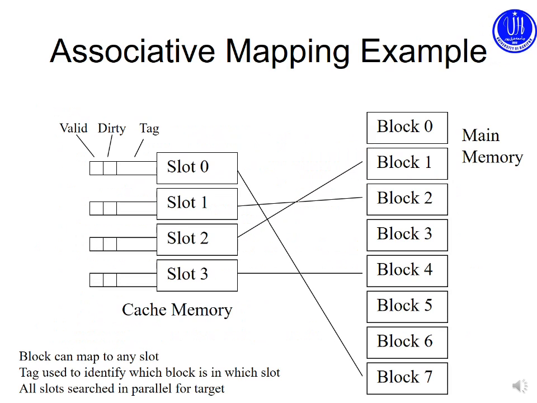Here, for example, block 0 can come here, block 1 can come here, block 7 can come here. So no issue. And this is the tag. Dirty means, if this is a dirty one, this data has been changed by the CPU. So before someone replaces this, the data will move to the main memory. And valid means it is not changed in the cache.